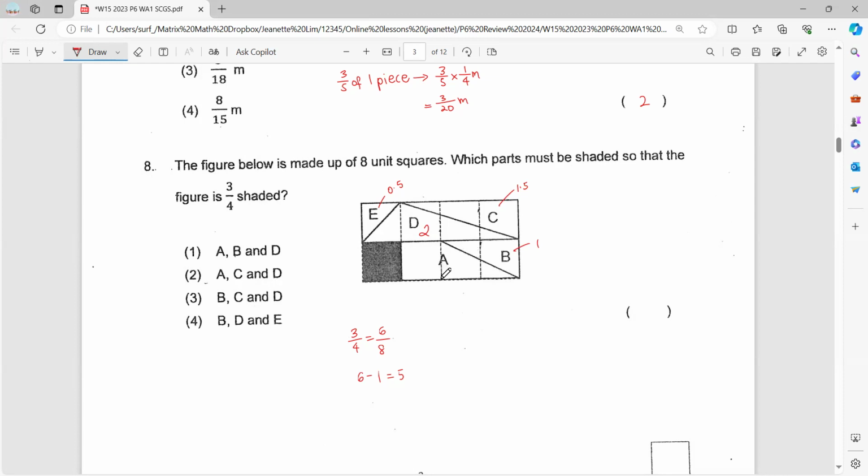Okay, this triangle here is half of 2 squares. So half of 2 is 1, then plus this square here. So A is 2.